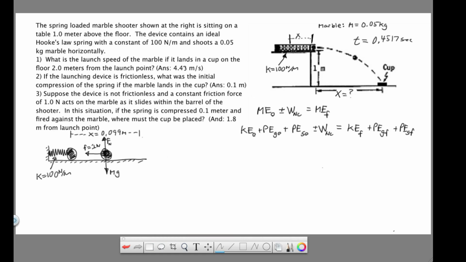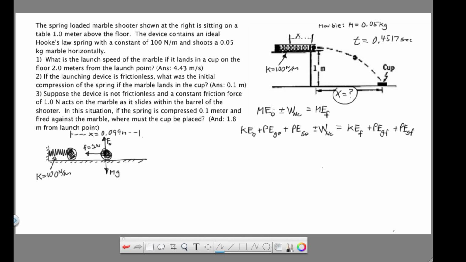So if there's a 1 Newton frictional force acting on the marble as the marble slides down the barrel of the gun, what will be the new horizontal distance that the marble flies through the air before landing on the ground?